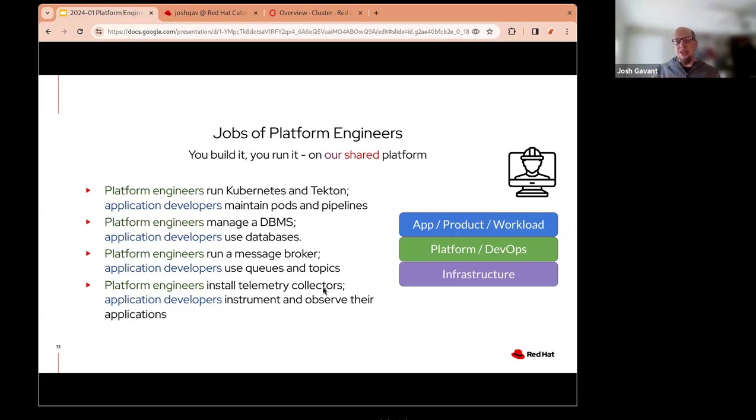So again, I'm trying to relate this back to DevOps. You build it, you run it, but that doesn't contradict the fact that there's a shared platform that we run together. It's not like I, as an application developer, need to run the platform as well as my application. David, I see you have your hand up there.